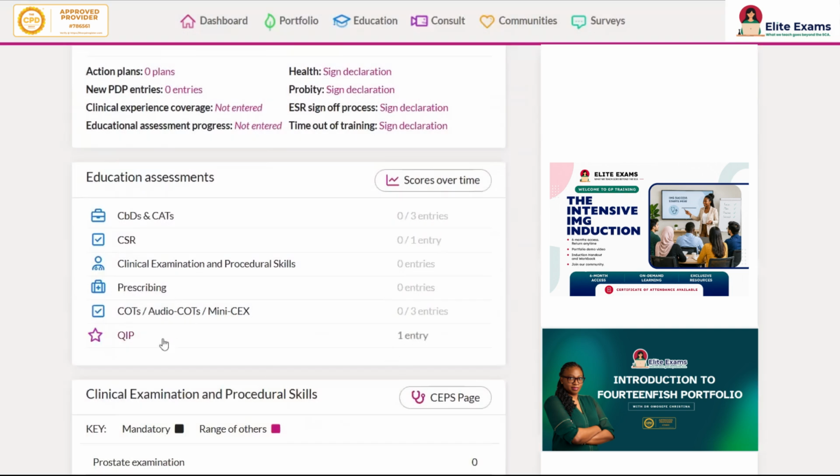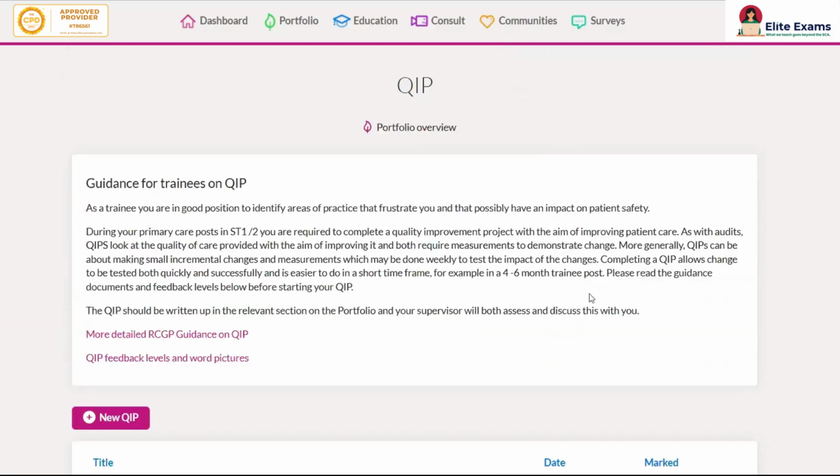So coming to QIP. QIP is called a quality improvement project. You need one throughout your training. Now, what is a quality improvement project? Anything that's made a change in your practice.